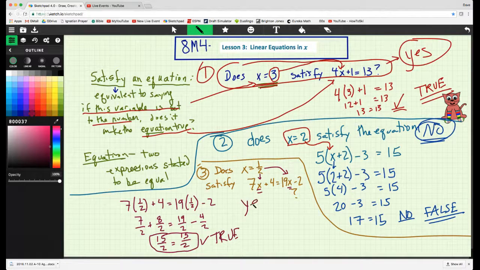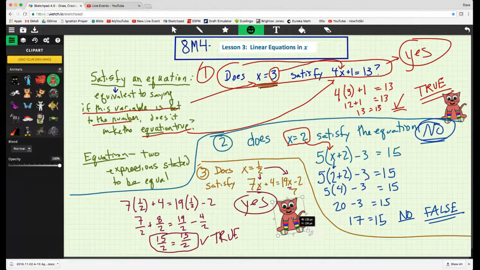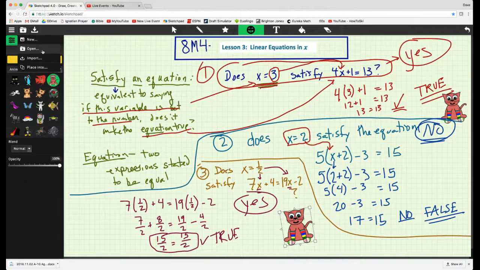So it's yes. X equals half does satisfy this equation, and we can lay down our happy cat knowing that we understand what it means to satisfy an equation. It means plug the number in and give it a go. And if it makes it true, it satisfies. If it's no, it does not satisfy.